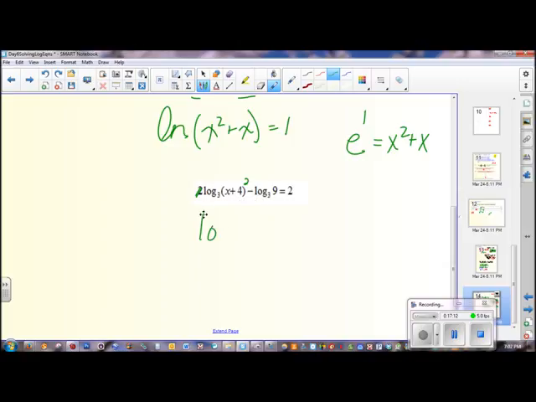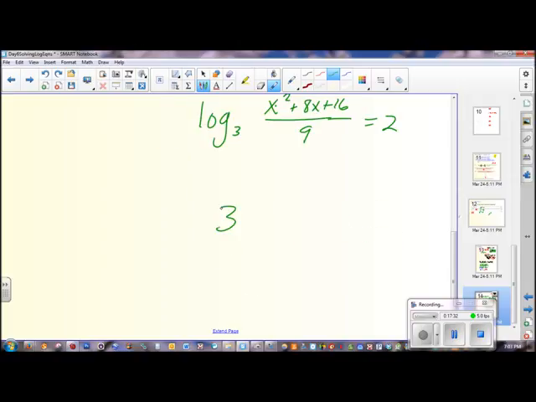So one log base 3, on top of the log I've got x plus 4 squared. That's going to end up giving me x squared plus 8x plus 16, and on the bottom I've got a 9. That all equals 2. So at this point I would be saying 3 to the second power, which turns out to be 9, is equal to that quadratic x squared plus 8x plus 16. And that's all over 9, don't forget.